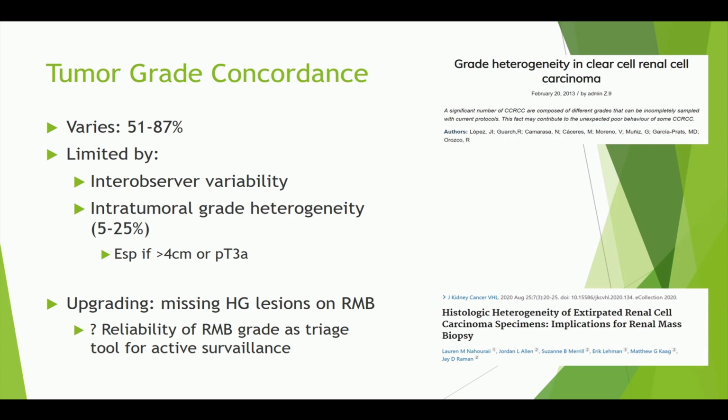Now, with nearly 60% upgrading in this Canadian study, the majority of high-grade tumors would have been classified as low-grade if only renal mass biopsy were used. This shortcoming is especially significant in active surveillance programs that rely on renal mass biopsy to guide treatment decisions. It remains unclear whether grade determined on renal mass biopsy is accurate and reliable enough to serve as a triage tool to identify candidates for active surveillance.